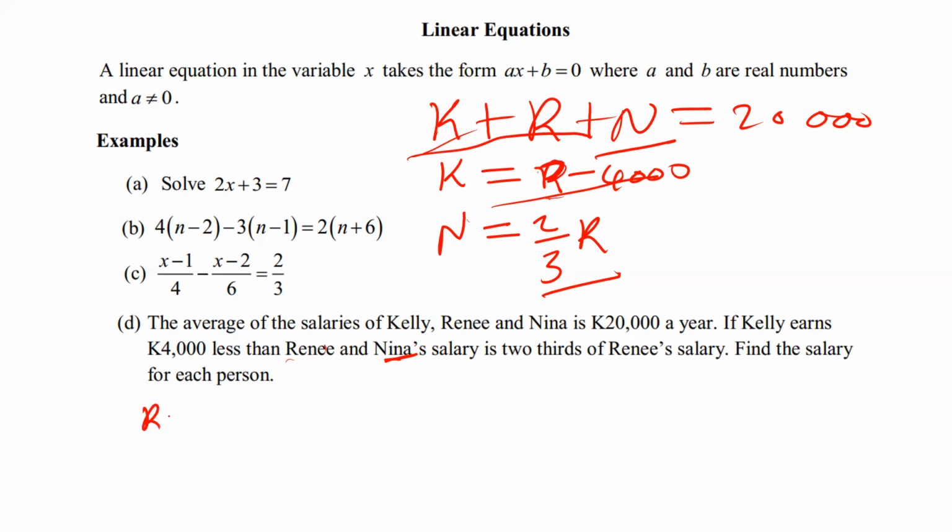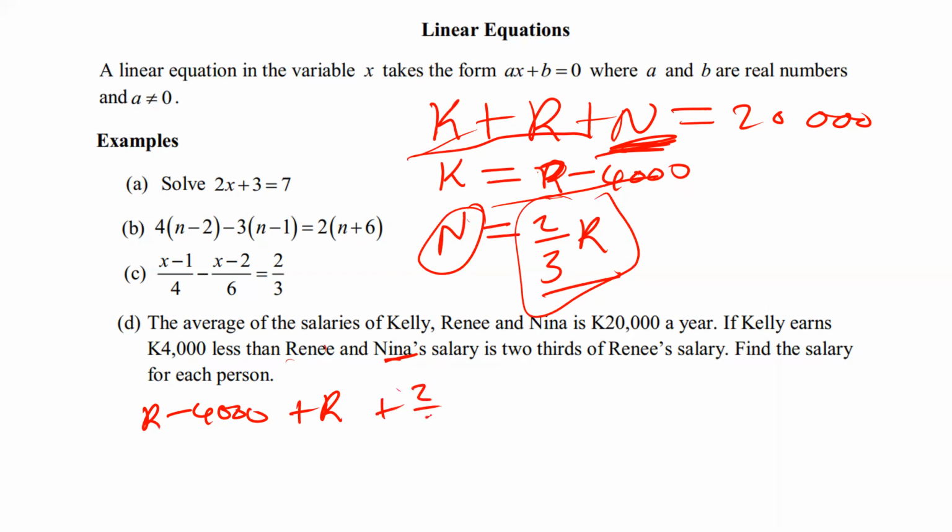So I'm going to have R minus 4,000. Then while there is R, I'm just going to leave it like that. And then there's also this part, which is N. So while there's N, I have the value of N there, which is 2/3 R. So I'm going to put that. So we have 2/3 R. Then this is going to be equal to 20,000. So I'm going to put 20,000 this side.